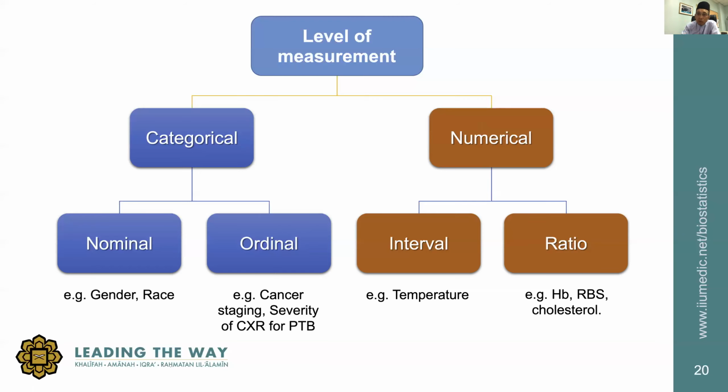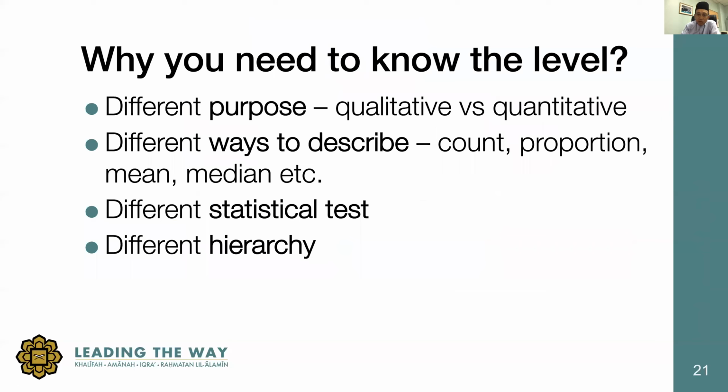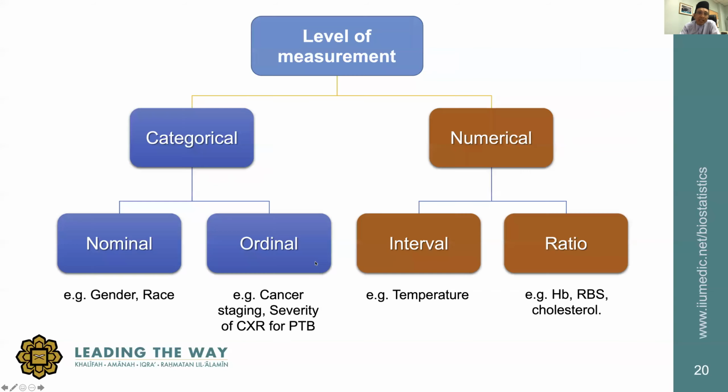I will not go into detail because I don't really have time. Go back and look at why you need to know the level, the purpose, the way to describe, and what statistical tests to use. And then there is even a hierarchy. What do I mean by hierarchy? For example, age. Age can be ratio. Age zero means you are not born yet. It does not exist yet. But age can also be grouped or categorized into ordinal, or if you don't bother about the rank, it becomes nominal. So age can be converted into categorical if you like.